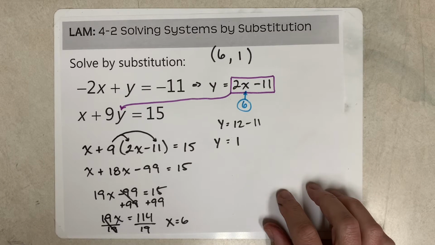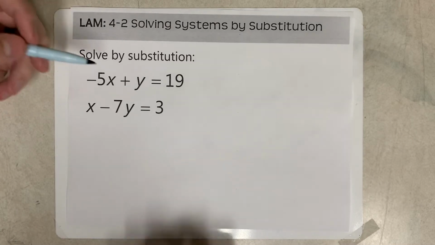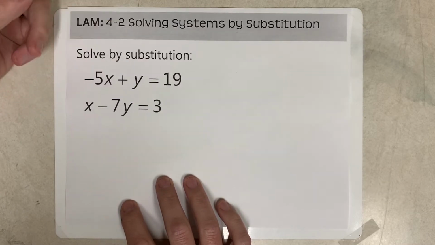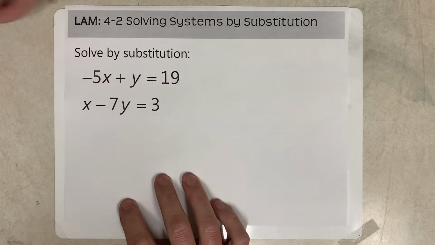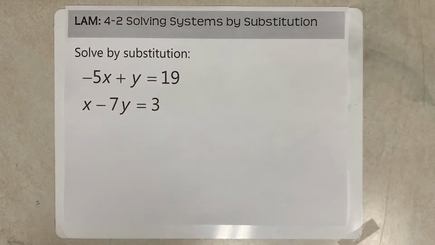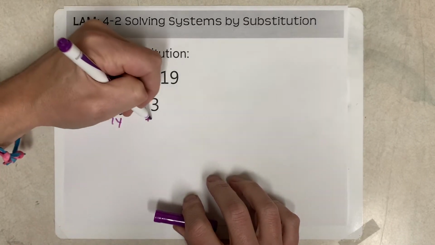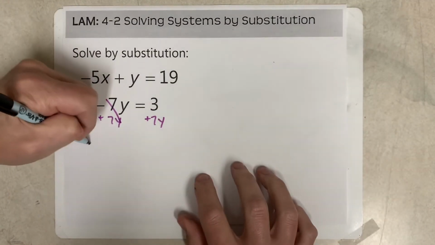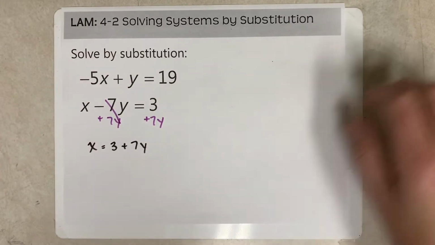All right, here's our next example. This time we have some choices here. We have negative 5x plus y is equal to 19 and x minus 7y is equal to 3. So we could either solve this equation for y or we could solve this equation down here for x. What I'm going to choose to do, just for fun, is solve this bottom equation for x, which means I'm going to add 7y to both sides. So now we get the new equation, x equals 3 plus 7y.